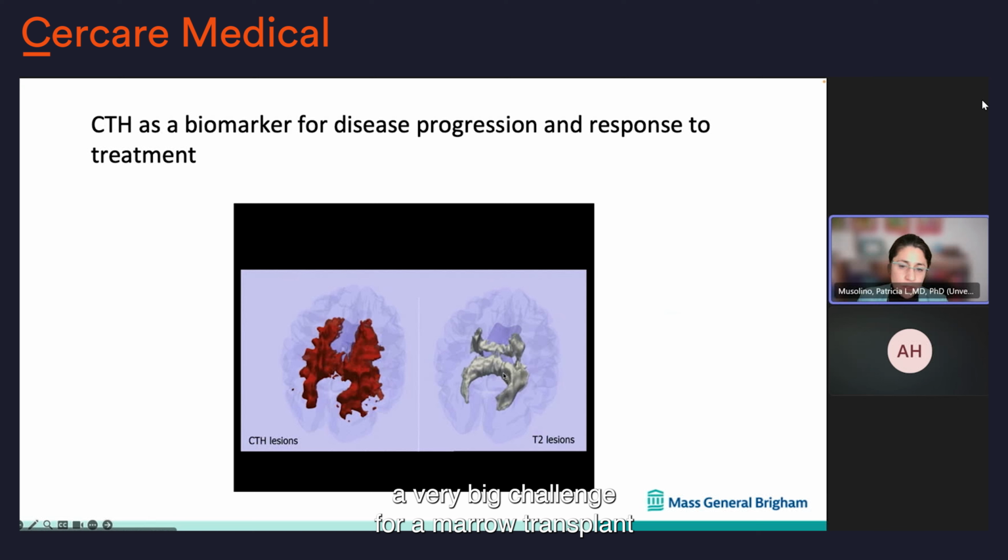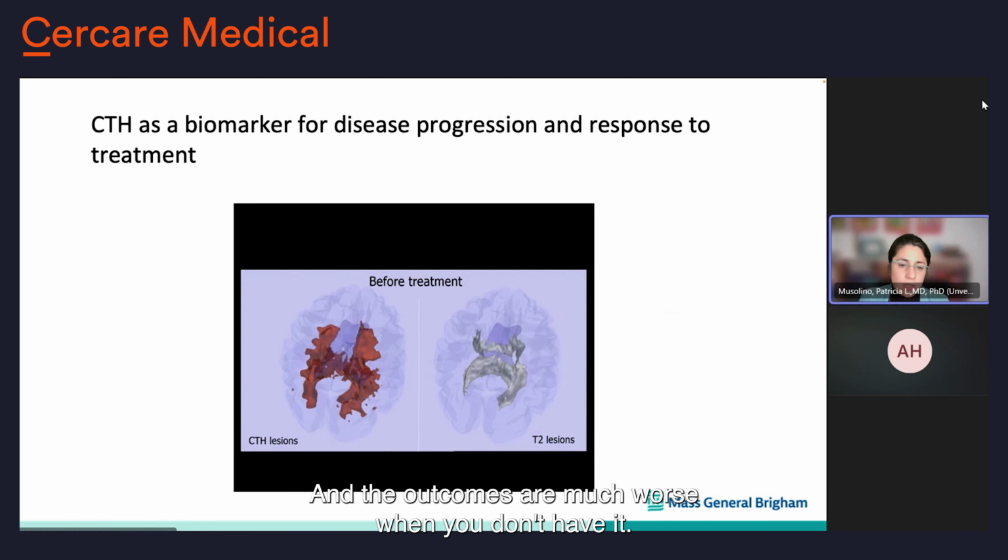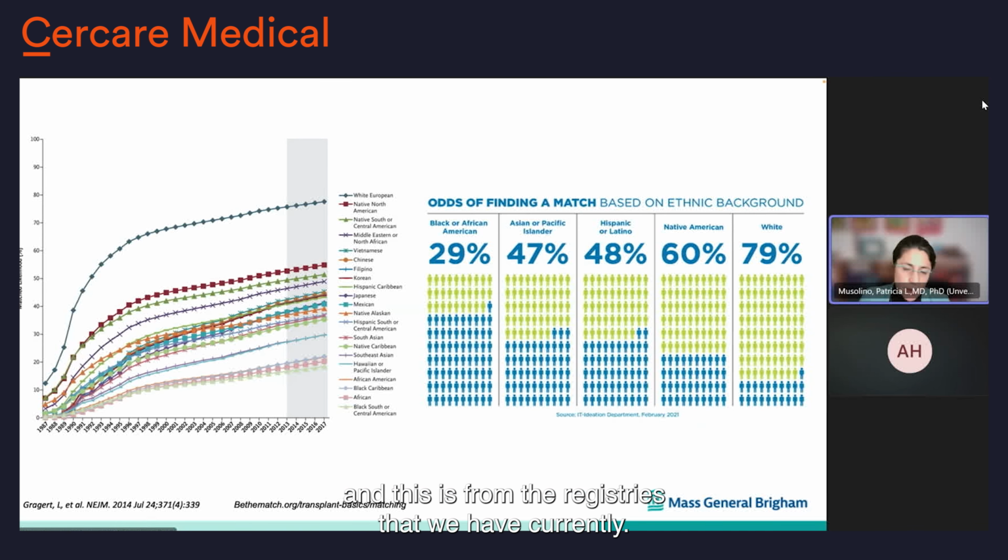A very big challenge for bone marrow transplant, and why less than 10% of the boys with this disease receive this treatment, is the lack of an available compatible donor. And the outcomes are much worse when you don't have one. And here are the different ethnicities, from the registries that we have currently.